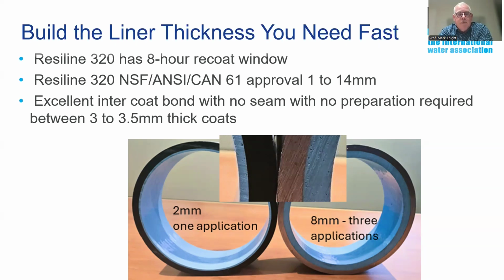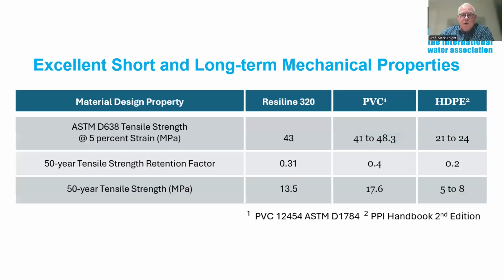When we get to 10 inches, which is 200 millimeters and above, we can apply 3.5 millimeters per coat. The 14 millimeter approval is 4 coats at 3.5 millimeters, so we can apply that basically in one work day, no problem.